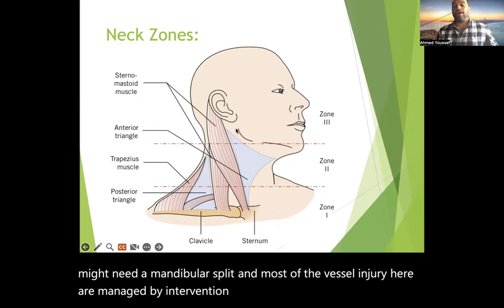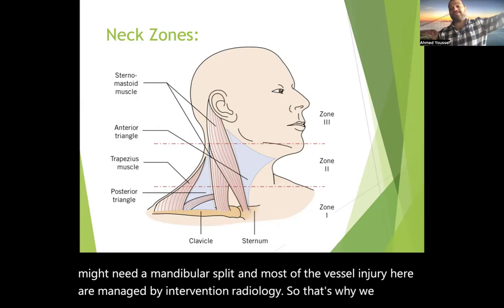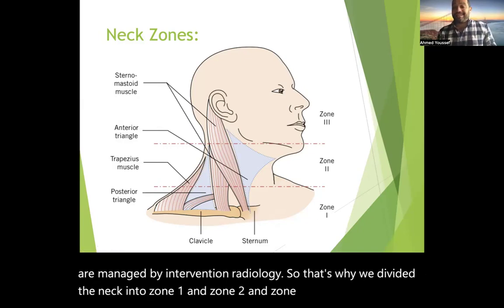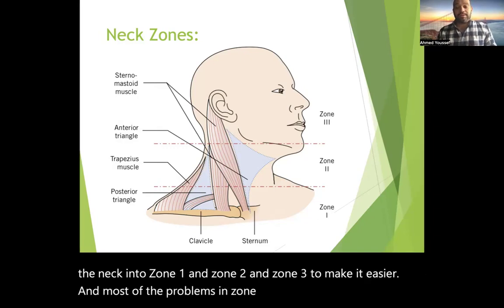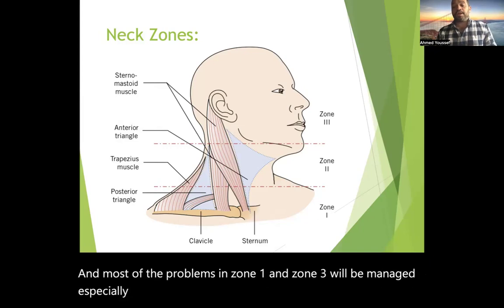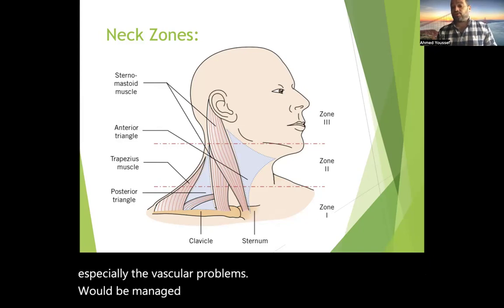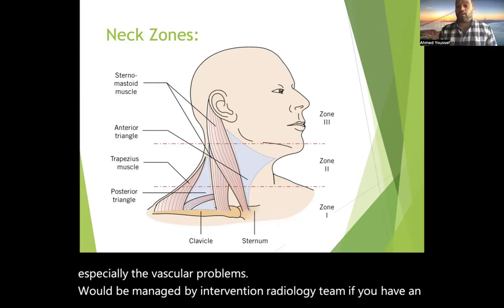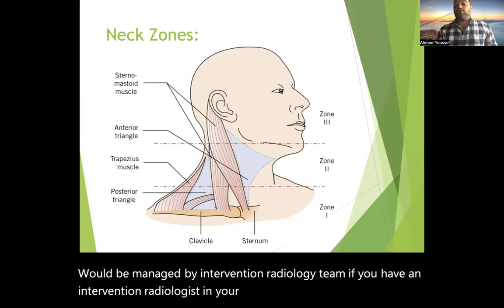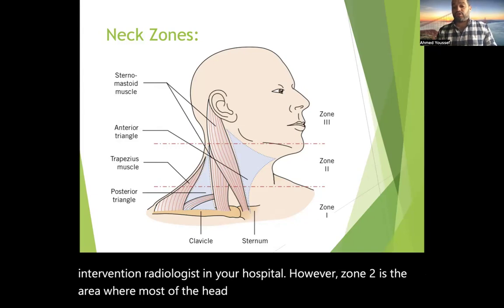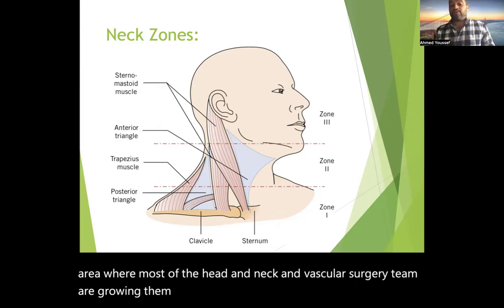So that's why we divided the neck into zone 1, zone 2 and zone 3, to make it easier. And most of the problems in zone 1 and zone 3, especially the vascular problems, will be managed by the interventional radiology team if you have an interventional radiologist in your hospital. However, zone 2 is the area where most of the head and neck and vascular surgery teams join together to fix any vascular injury in this structure.